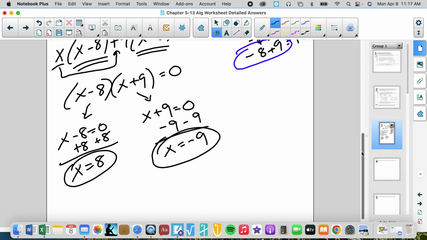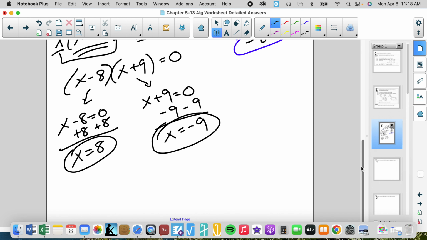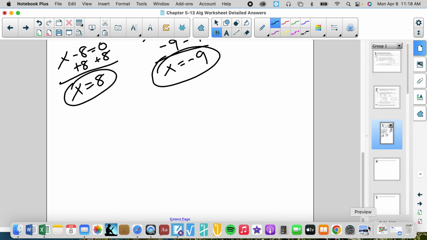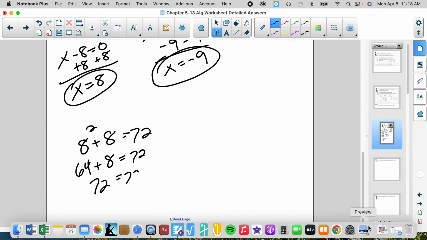Now let's go back and see. Those are our two mathematical solutions, but we want to make sure about the problem: if a number is added to its square. It says nothing about the number being a whole number, an integer, etc. So let's check it. 8 squared plus 8, does that equal 72? That's 64 plus 8, which is 72. 72 equals 72, so that worked. This is the checking.